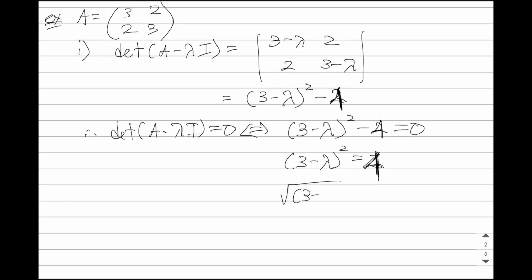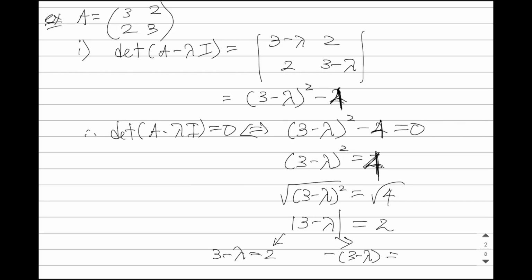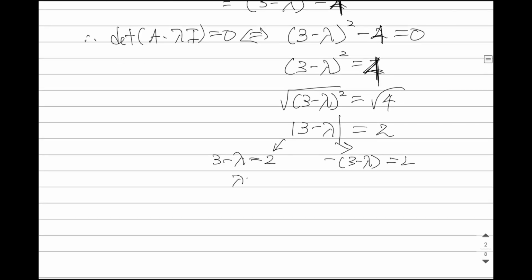So all I need to do is take a square root. Remember that the square root of some quantity squared is its absolute value. The square root of 4, this symbol represents a principal root, so this is a 2. So this ends up giving us two equations: 3 minus lambda is 2, and negative 3 minus lambda is 2. Lambda is 1, or 3 minus lambda is negative 2, so lambda will be 5.